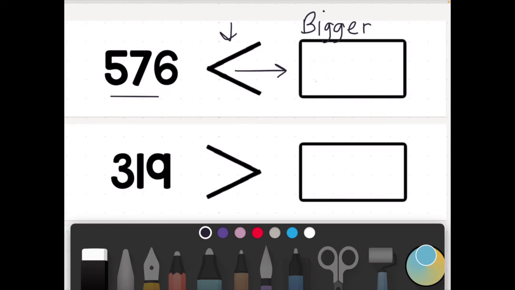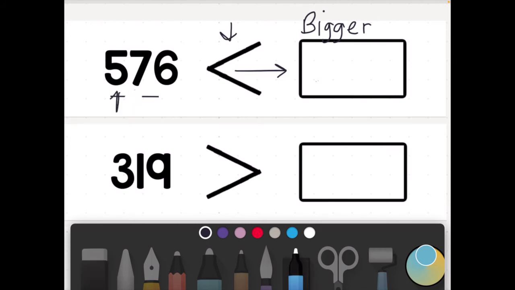I could look at the tens place. Pick a number that's bigger than 7 tens, like 8 tens. I could say 586. I could say 596.